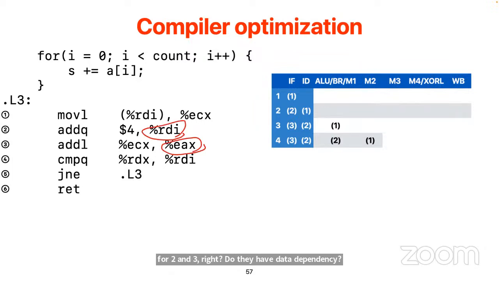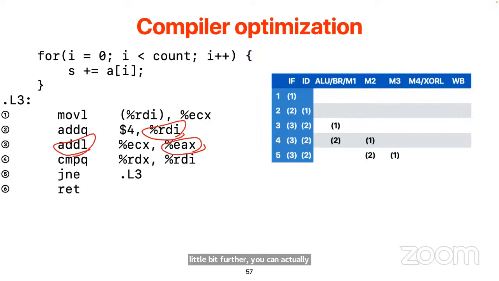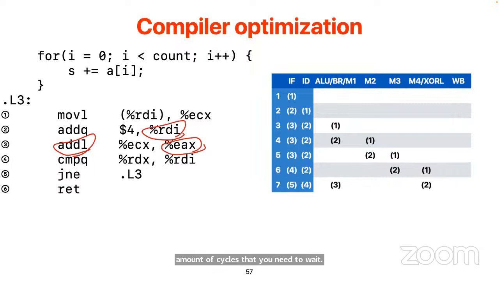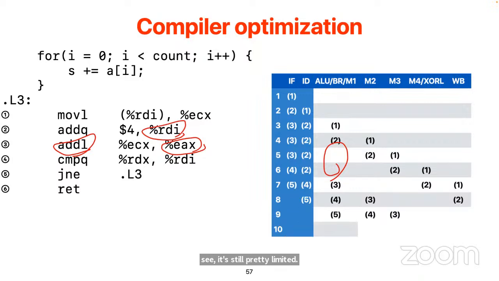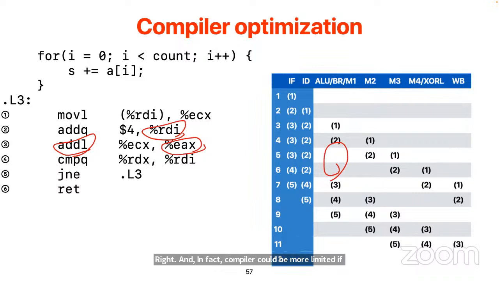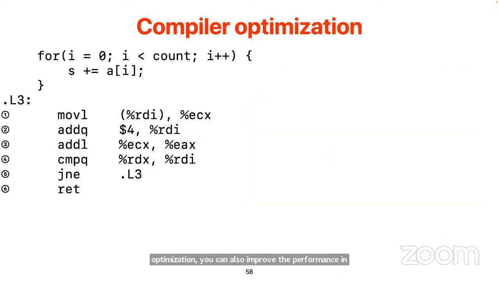But if you push 3 a little bit further, you can reduce the amount of cycles that you need to wait before one generates the result. Originally you have to wait longer here, but now you only have to wait for 2 cycles. So that's what a compiler can do. But as you can see, it's still pretty limited, and in fact, a compiler could be more limited in other cases. But at least with compiler optimization, you can also improve the performance in some sense.